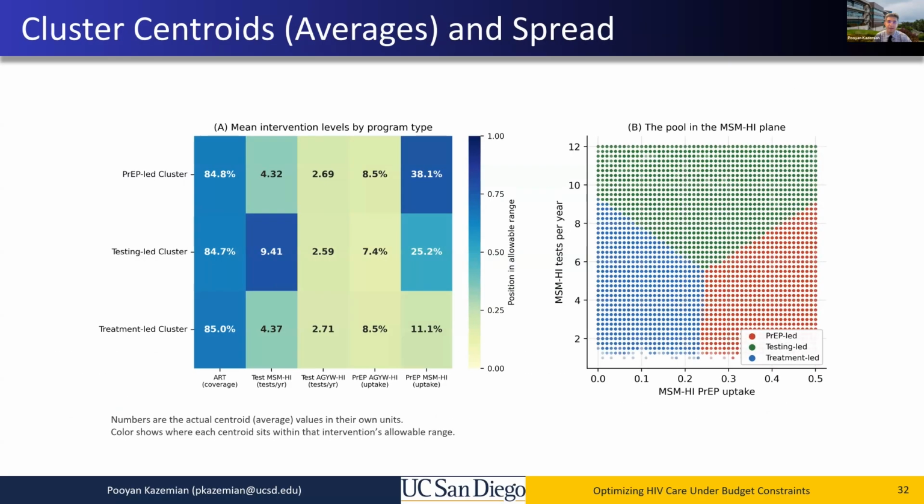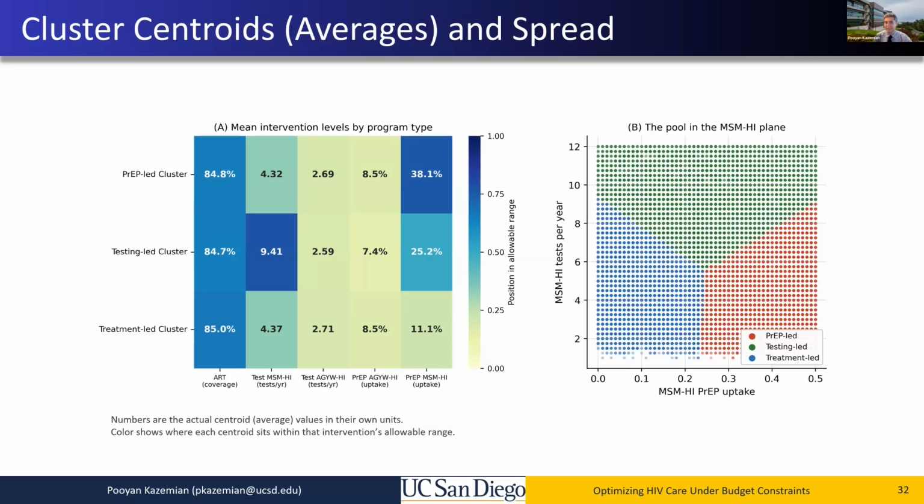This is another graph that tells the same story. The one on the left-hand side shows the cluster centroids or averages, which are essentially the same numbers that I had on the table. And the one on the right-hand side plots all of the bundles of interventions in the near optimal solution pool on two axes, MSM PrEP and MSM testing. And you see that the bundles of care in the solution pool nicely spread across these two dimensions.